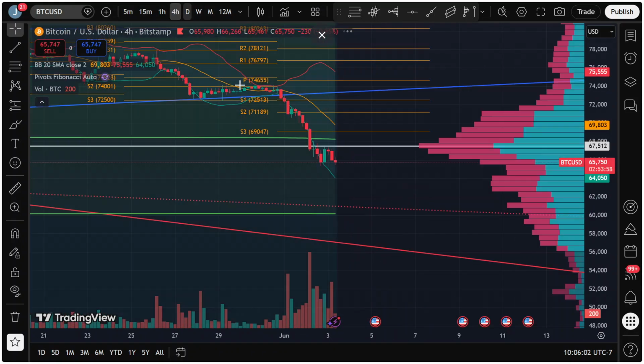So the shorter time frame targets that we want to pay close attention to, we just lost the point of control.